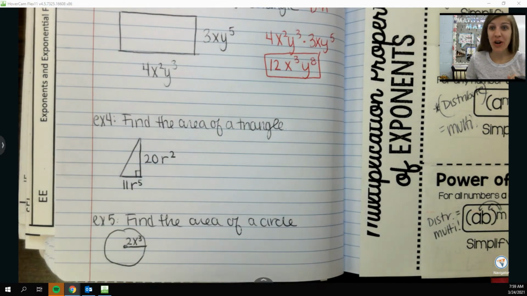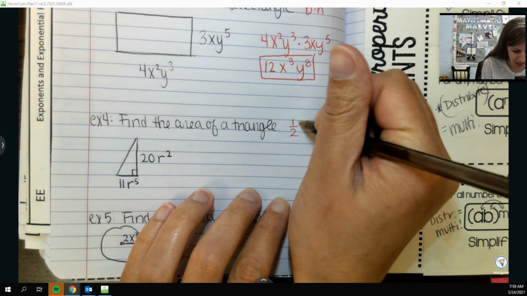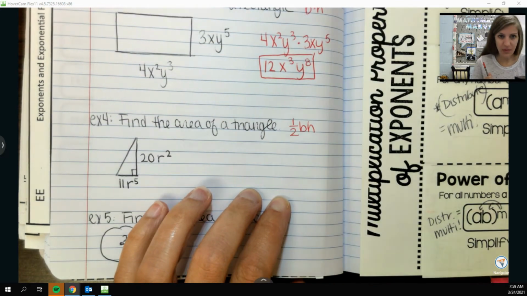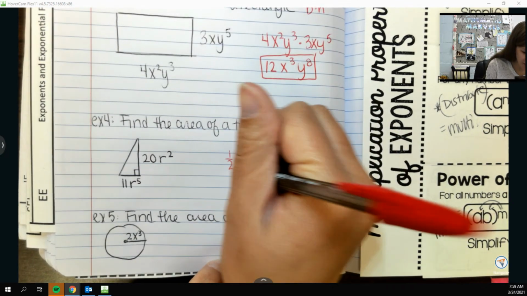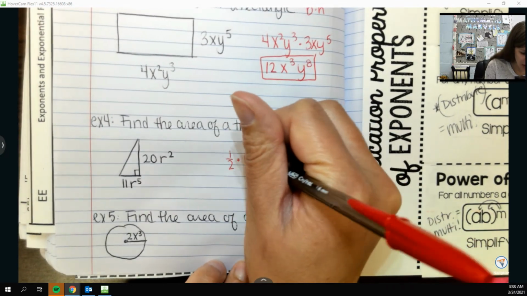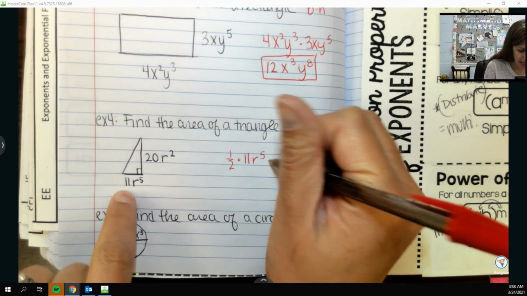All right. Find the area of a triangle. So again, we have to remember how to find the area of a triangle, which I think you guys know. This formula is half base times height. So looking at this one here, I would do half times 11r to the 5th, the base, times the height.